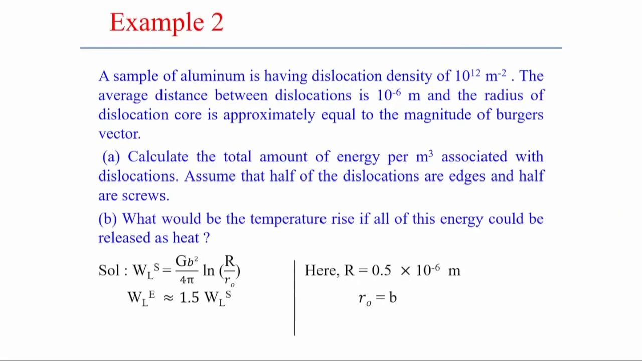Now we shift to the next problem. If you look into this problem, it is explained that a sample of aluminium has a dislocation density equal to 10 to the power 12 per meter square. The average distance between dislocations is 10 to the power minus 6 meter, and the radius of the dislocation core is approximately equal to the magnitude of the Burgers vector. So we have to estimate the total amount of energy per meter cube associated with dislocations, and assume that in the sample half of the dislocations are edge dislocations and 50% are screw dislocations.